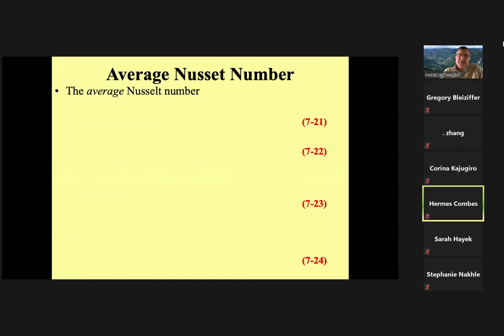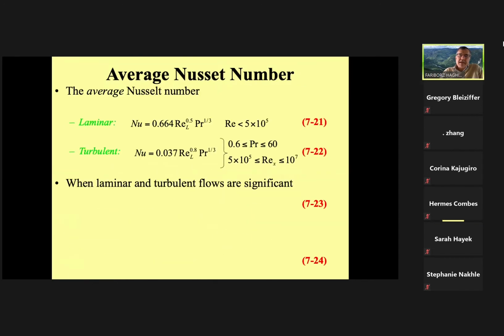And then we mentioned that to take the average, we take the integral of the previous equation from 0 to L, and these are the values of heat transfer coefficient that they give you. The Nusselt number, the average from 0 to L, the average value.